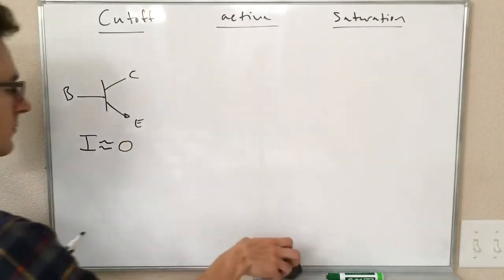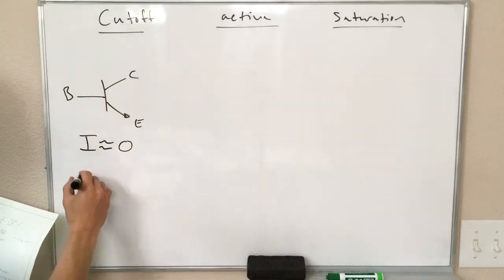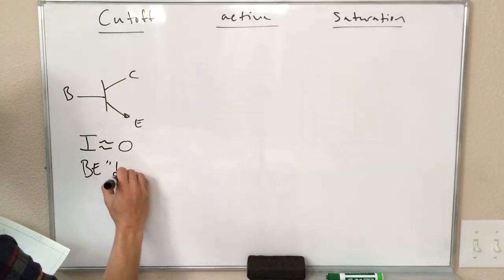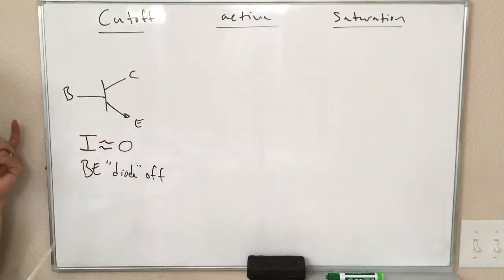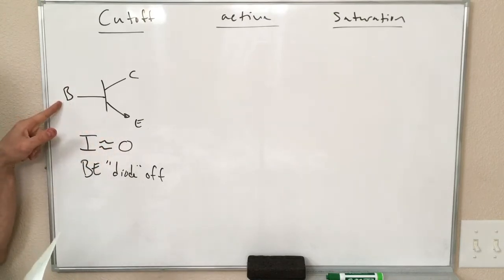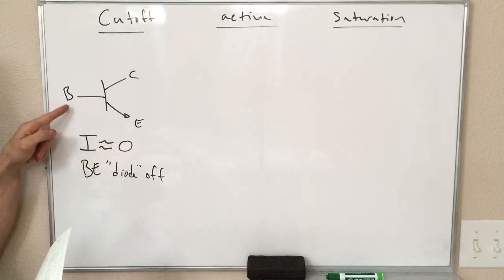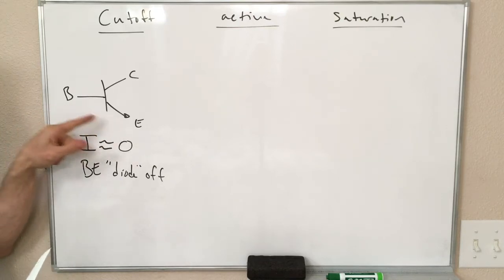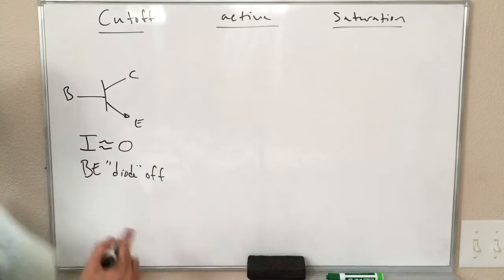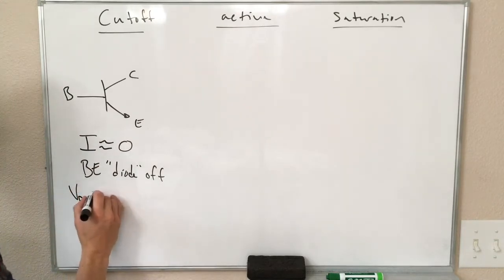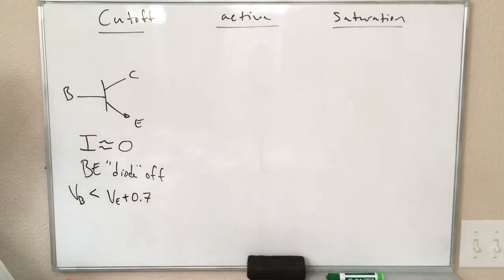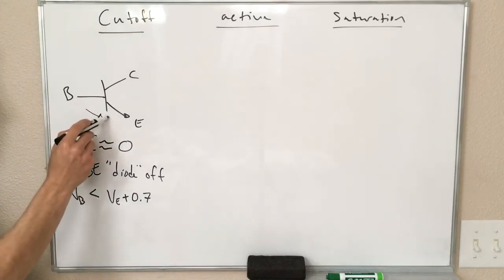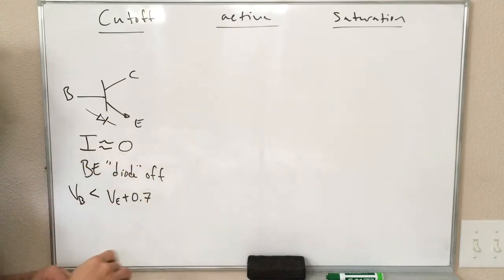Okay, so our current equals 0 here, and our base emitter diode is off, meaning that it is either reverse biased, the emitter voltage is higher than the base voltage, or at least the base voltage is not 0.7 or more volts above the emitter. So VB is less than VE plus 0.7 volts. So the base voltage is not high enough to turn our diode on.